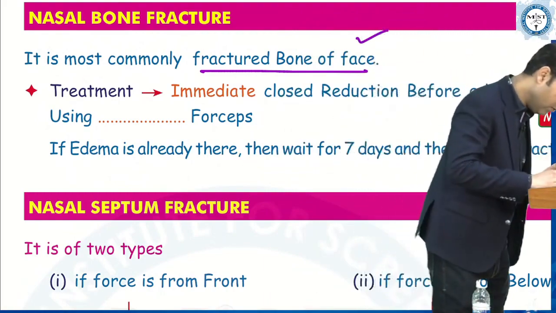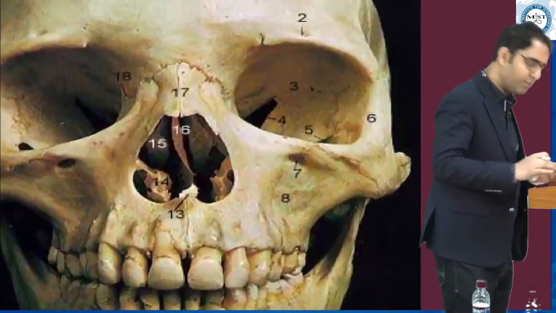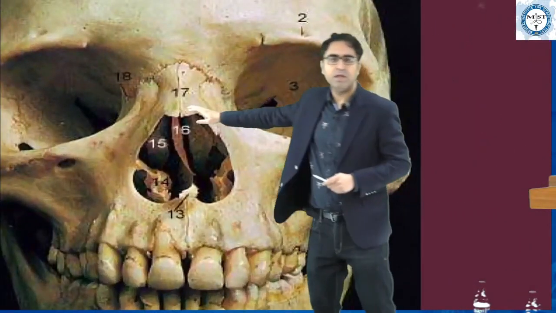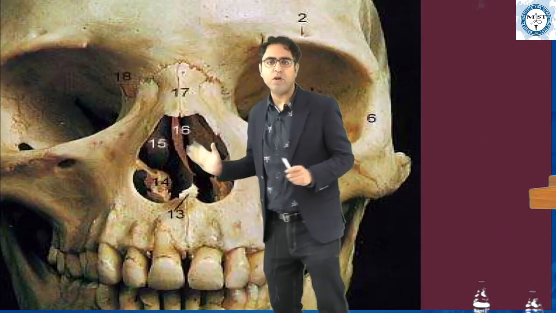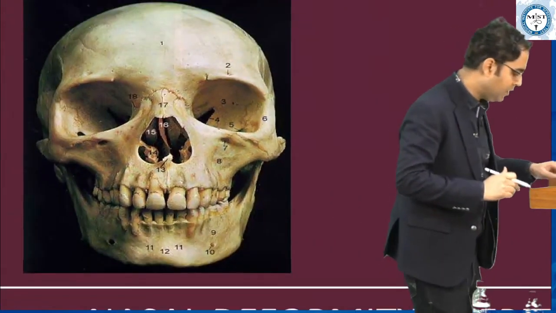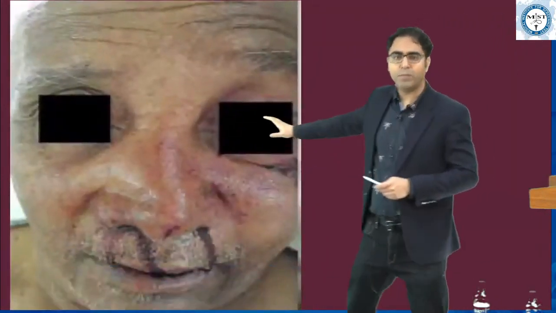Now please look at the screen, beta. Let me show you. Can you see point number 17, beta? It's a very thin bone. Something got hit on the nose and the bone got fractured. And when you see the patient, it looks like this, beta. Can you see the deformed nose, beta?